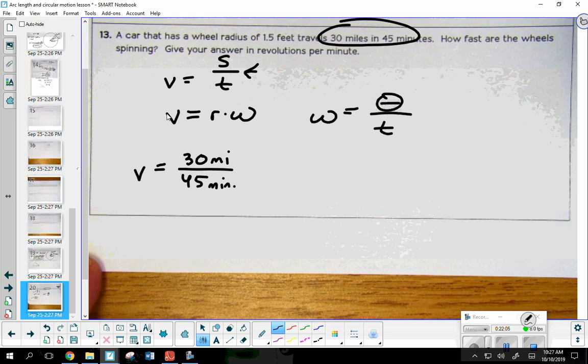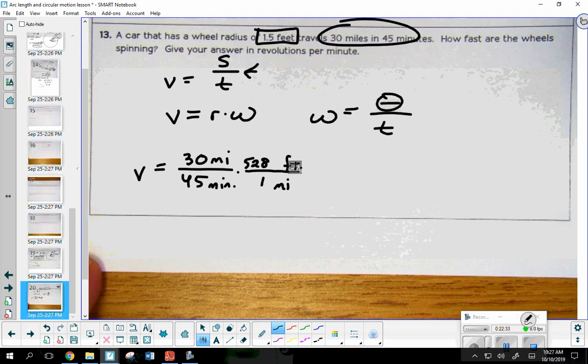I'll tell you, we do need to change miles. Why feet? Because of the rate. There you go. I've got to convert this to feet per minute because my radius is given to me in feet. So I'm going to tack on a ratio here. I want miles to cancel, feet up top. This is one of those ratios you'll probably use enough that you'll remember it. How many feet are in 1 mile?